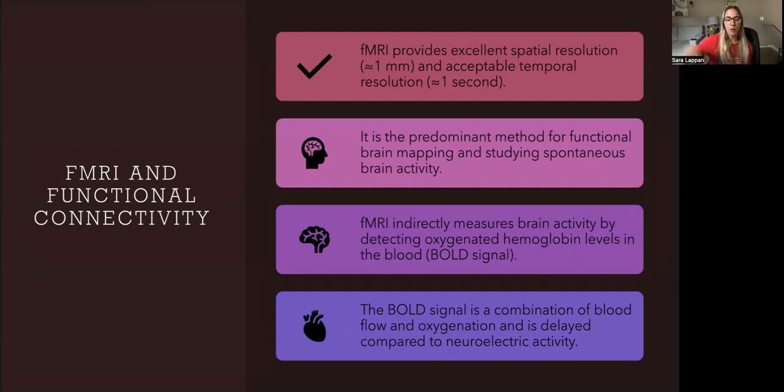And so fMRIs indirectly measure brain activity by detecting oxygenated hemoglobin levels in the blood, or the BOLD signal, which is blood oxygen level dependent. It reflects changes in hemoglobin driven by localized changes in brain blood flow and blood oxygenation, which are coupled to underlying neural activity by a process termed neurovascular coupling.